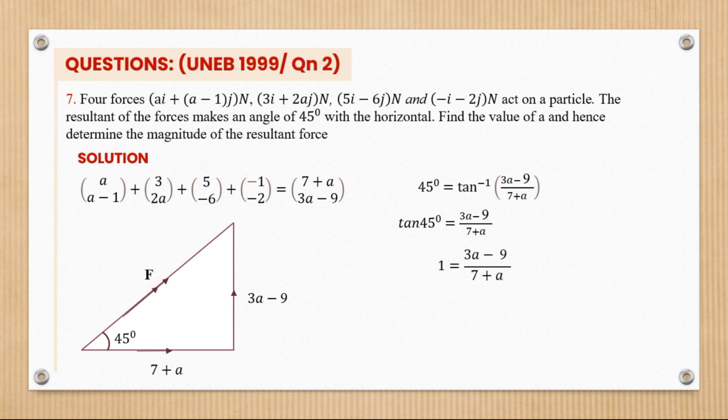But tan 45 is 1, so I'm going to cross multiply. When I do that, I'll have 7 plus A equal to 3A minus 9, of which I can collect like terms. So I'll have 7 plus 9 equal to 3A minus A. So I'll have 16 equal to 2A, and then A shall be equal to 8. So now I know the value of A as 8.